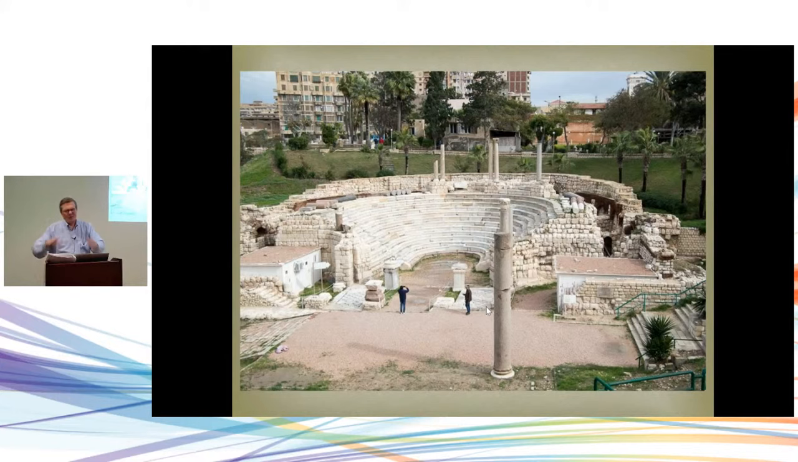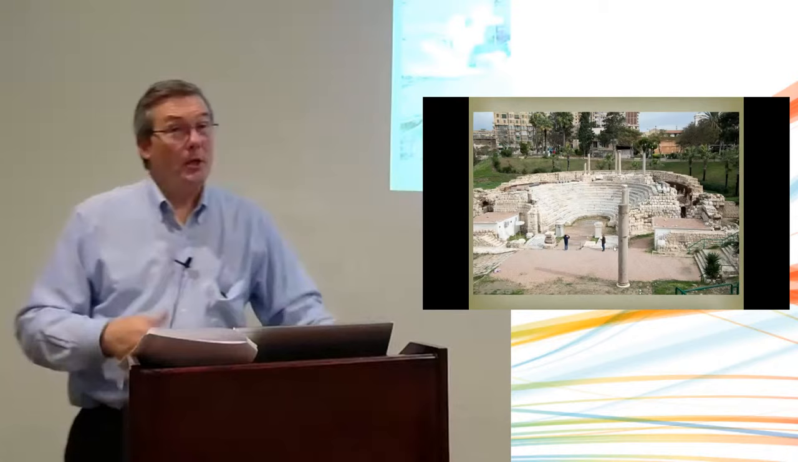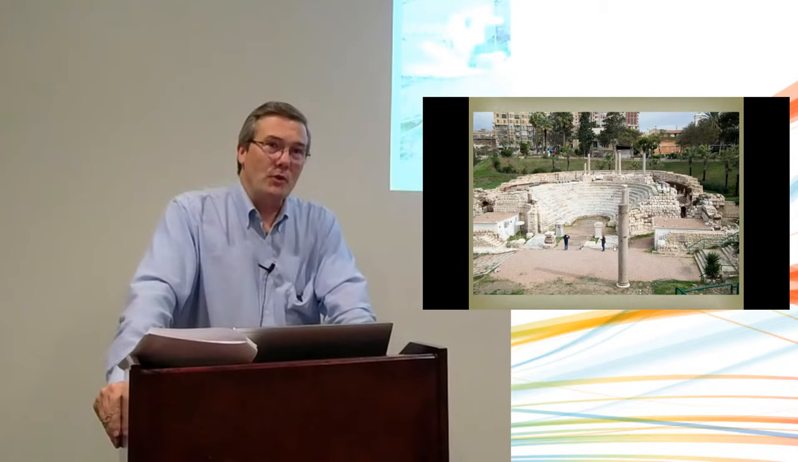Ptolemy, they tend to marry women named Cleopatra. So about half the Ptolemies are marrying Cleopatras. So we get down to Cleopatra the VII, who's the Cleopatra that we know. And this is where you start to have the Roman influence.